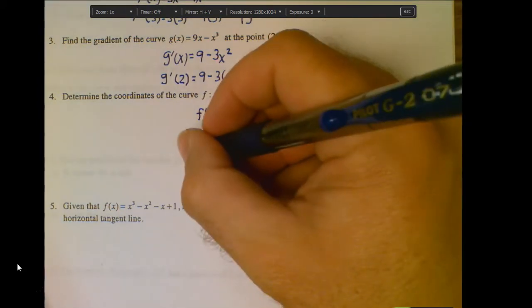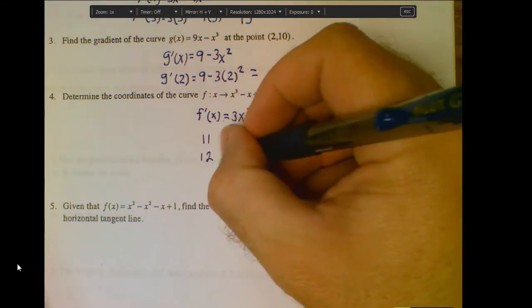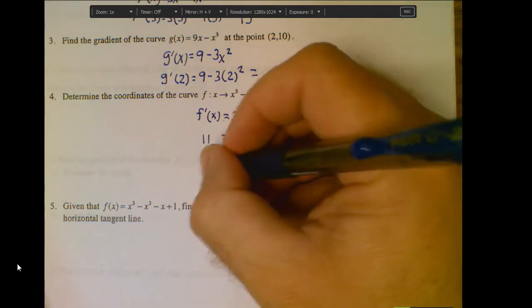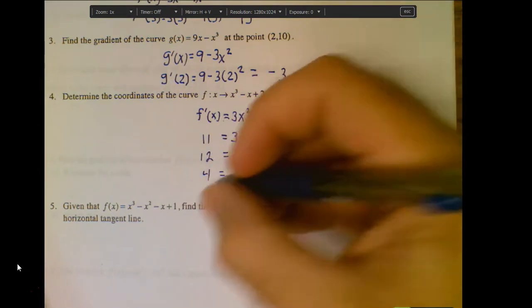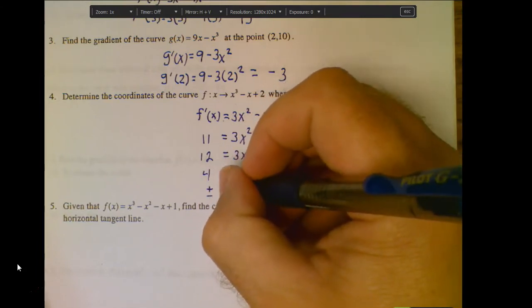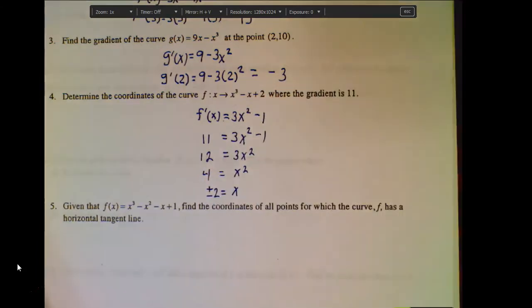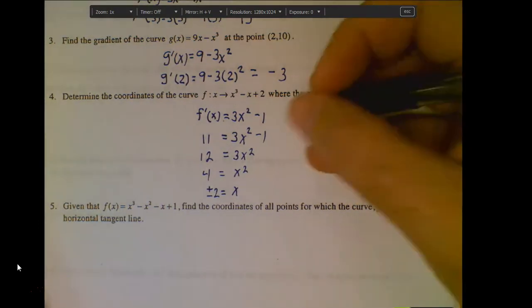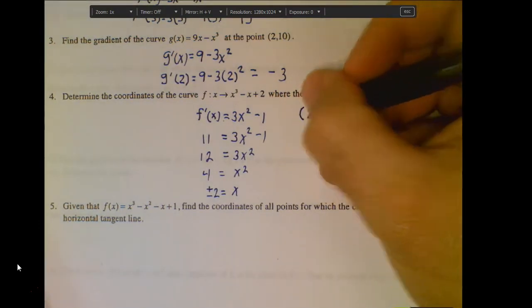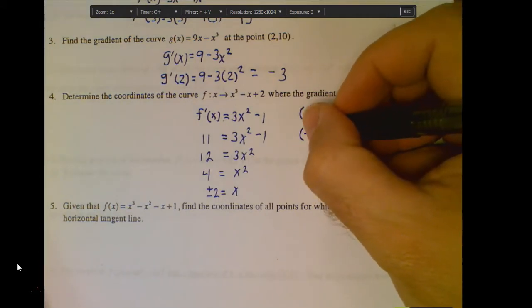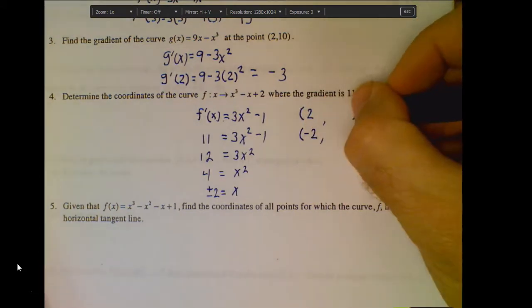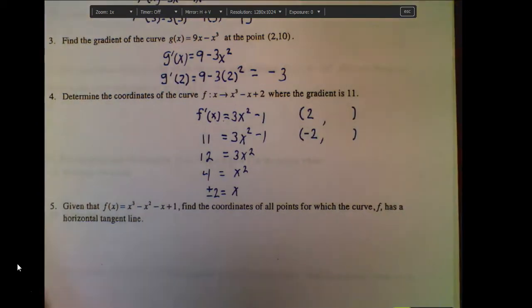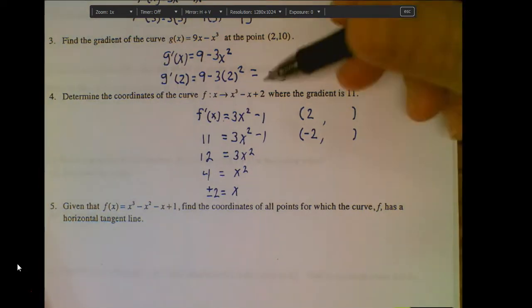So if I add my 1 over, and then divide by 3, and square root both sides, I get plus or minus 2 as my x coordinate. So there were 2 points on this curve where the gradient was 11. So looking at those, we know that I have 1 point for positive 2 for x, another point for negative 2 for x, and now I just need to come up with their y coordinates. So there are 2 different locations that had slopes of 11 for this function.